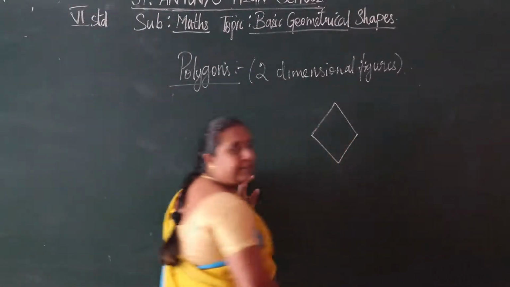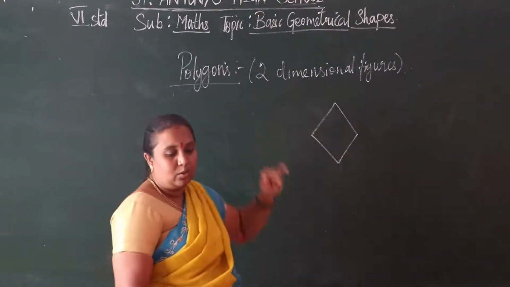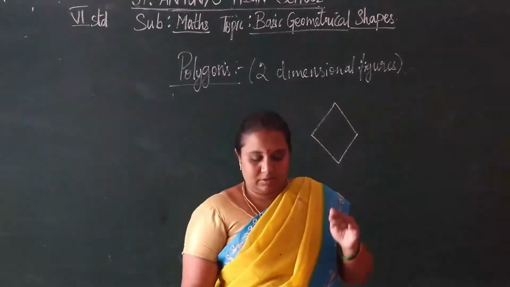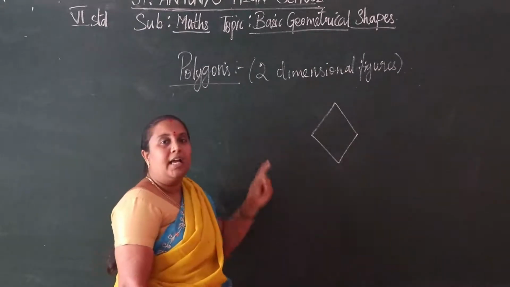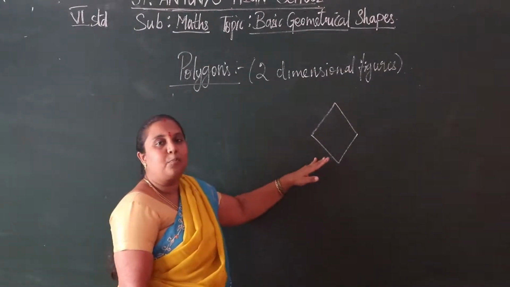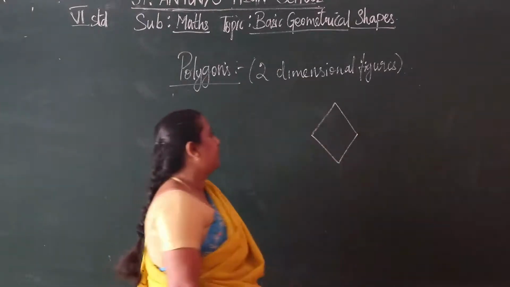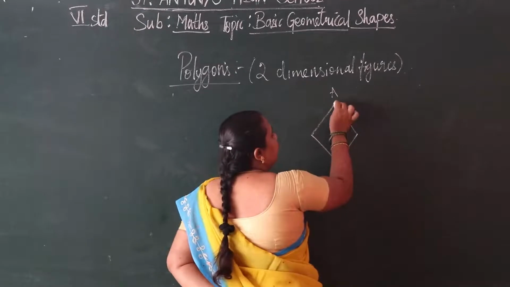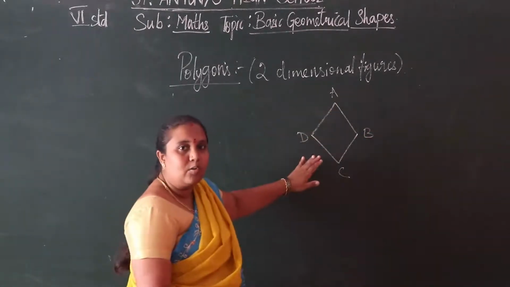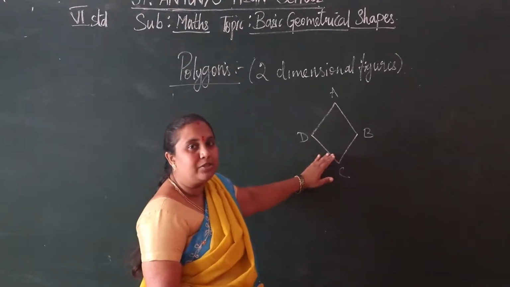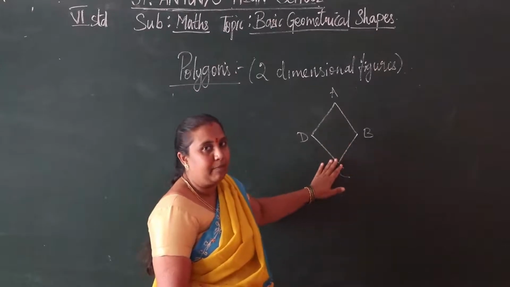A four-sided figure. So first let us see what is a polygon and what is a closed figure. It is a two-dimensional closed figure. This closed figure, that is the polygon, is made up of line segments. So we can name it A, B, C and D. This is a closed two-dimensional figure, and we can say it is made up of line segments.